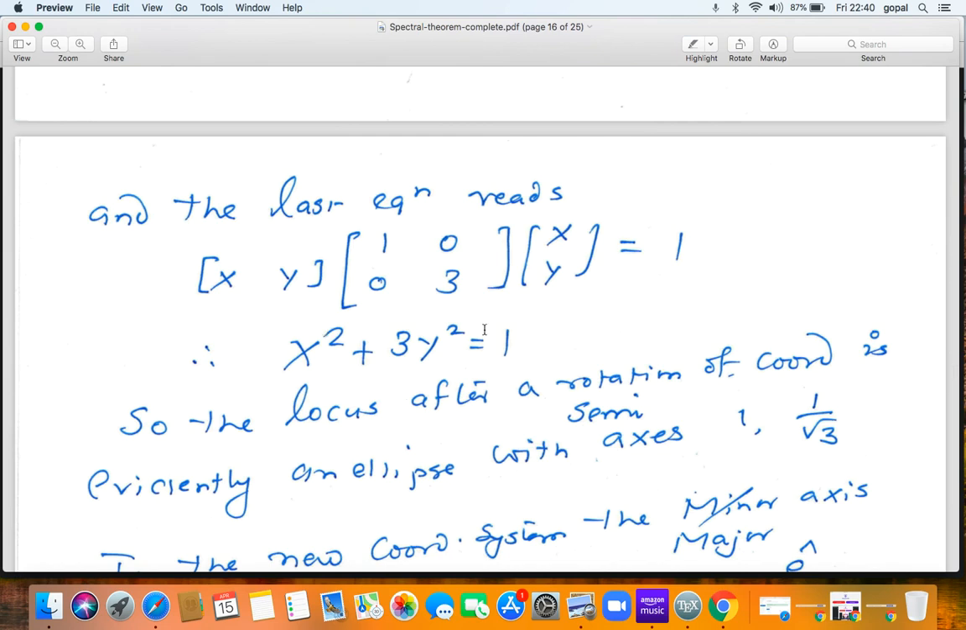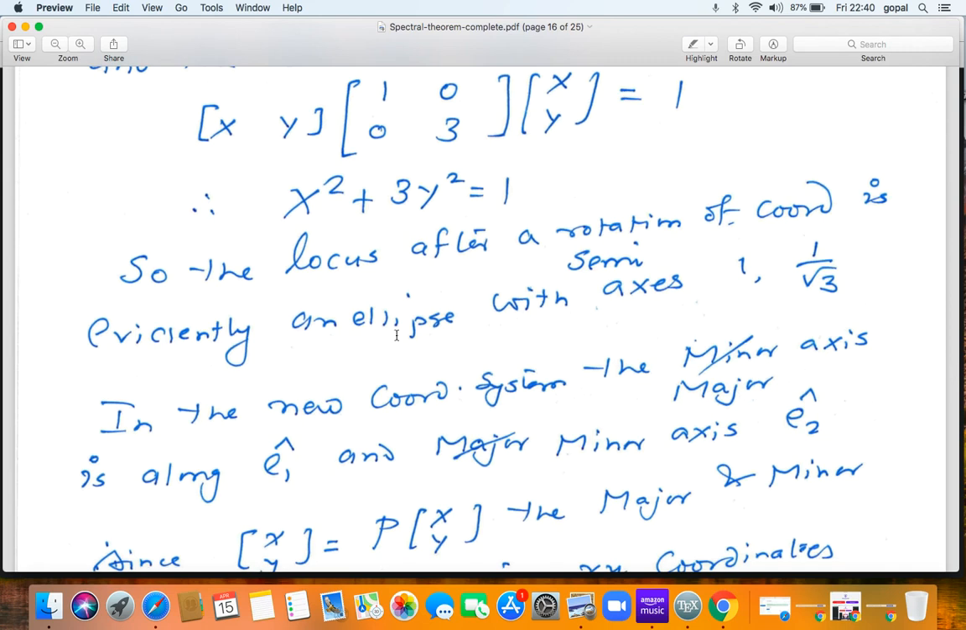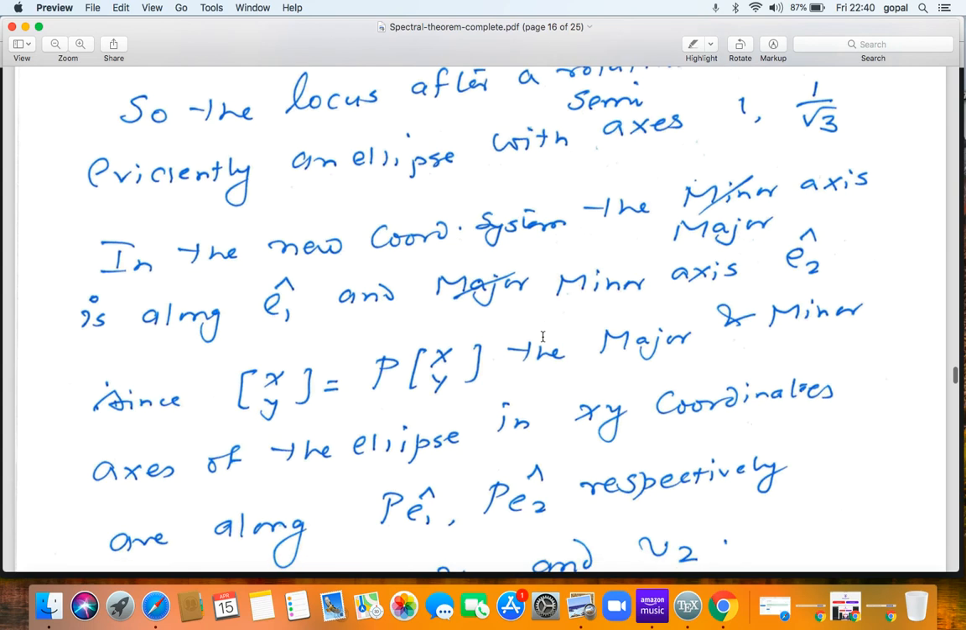Obviously, after rotating the coordinate system, we get an ellipse with semi-major axis 1 and semi-minor axis 1 upon root 3. Where is the major axis aligned? Along E1 cap. Where is the minor axis? Along E2 cap. So in the capital X, capital Y coordinates the major axis and minor axis are E1 cap and E2 cap. So what are the major and minor axes in the original coordinates little x, little y? Remember, what is the relationship between little x, little y and capital X, capital Y? Little x, little y is P times capital X, capital Y.